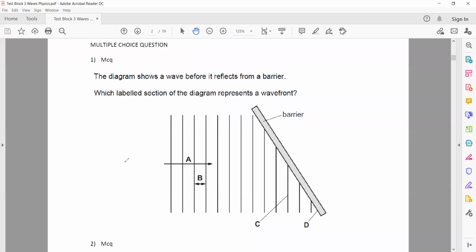So A is representing the direction of the wave, the direction in which the wave is traveling. B is the distance between two successive crests or two successive troughs of the wave fronts, that is known as the wavelength. D is the reflecting surface. Where C is a wave front. So the correct answer for question MCQ 1 is C.